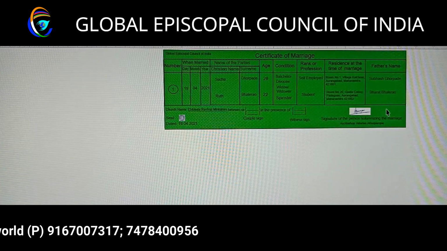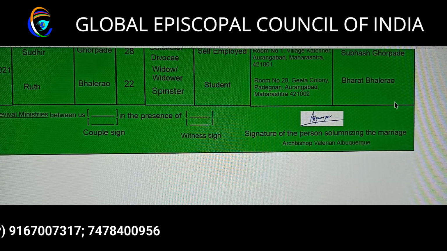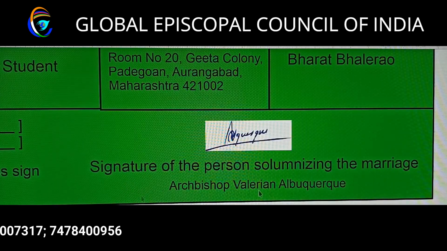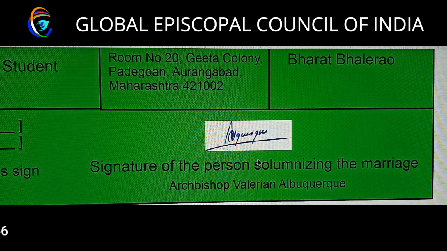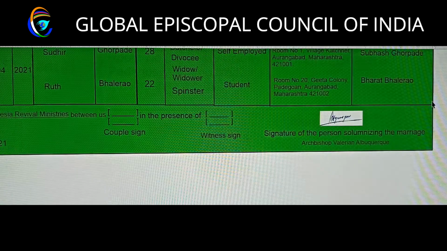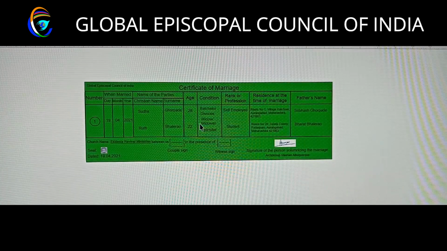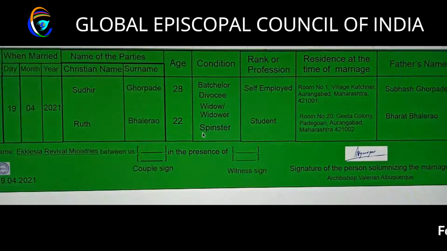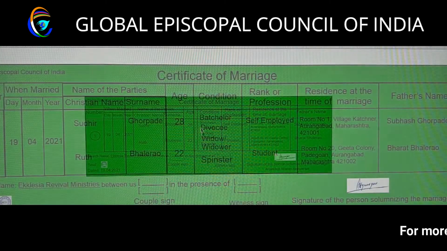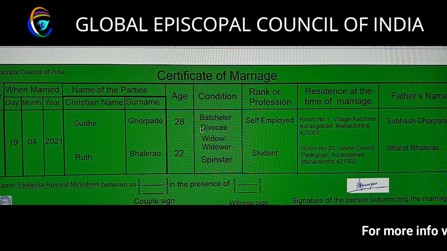And then of course finally the last one, which you will be signing in front of everybody, signature of the person solemnizing the marriage, Archbishop Valerian Albuquerque. This would be your name, and then you have to sign, and then you have to give the photocopy to the couple after the signing of the register.